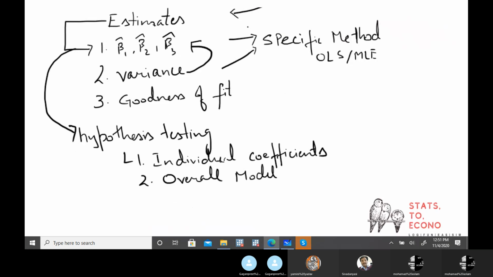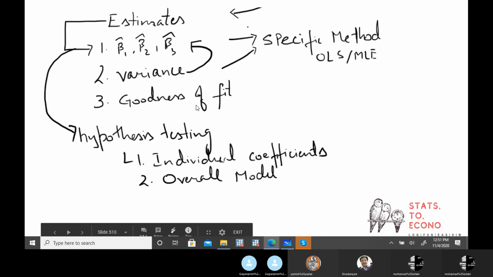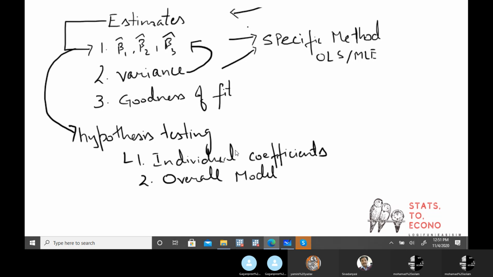And then we will jump to other topics. What about the goodness of fit of the model? Then what about the hypothesis testing of the individual coefficients or the overall model? That we have to do after these derivations.